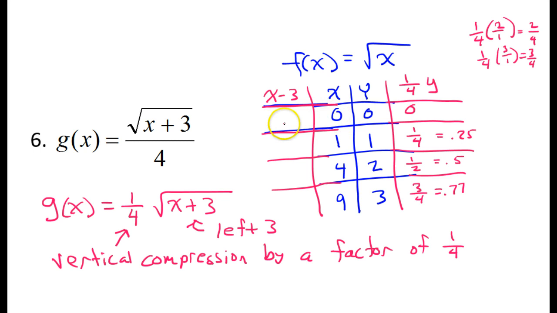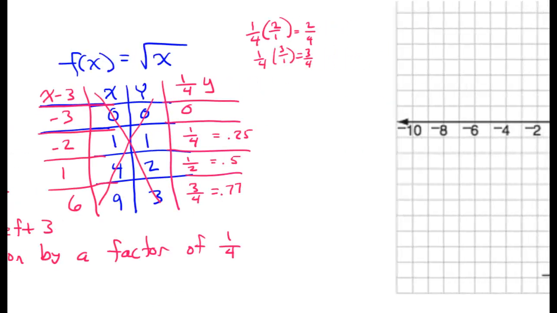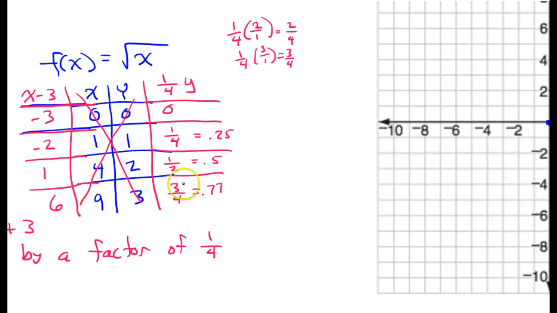So if I do 0 minus 3, that's -3. 1 minus 3, -2. 4 minus 3 is 1. And 9 minus 3 is 6. So I have my new x values and my new y values, so I can throw out the old x's and y's. So I should be able to plot these points, and that'll be the new function. So -3 comma 0 is right here. And -2 comma 1/4 is right here, really tiny.